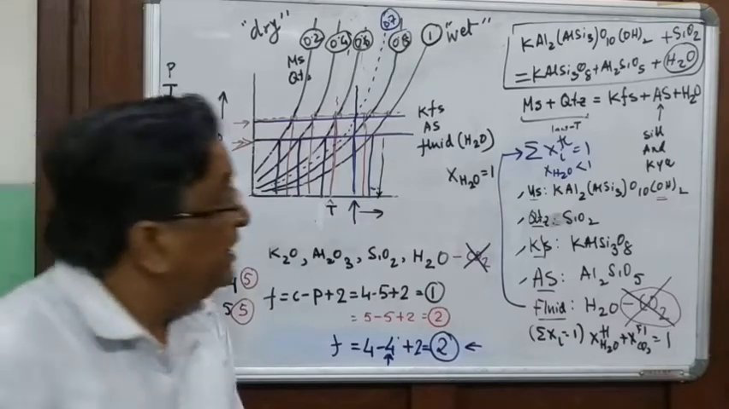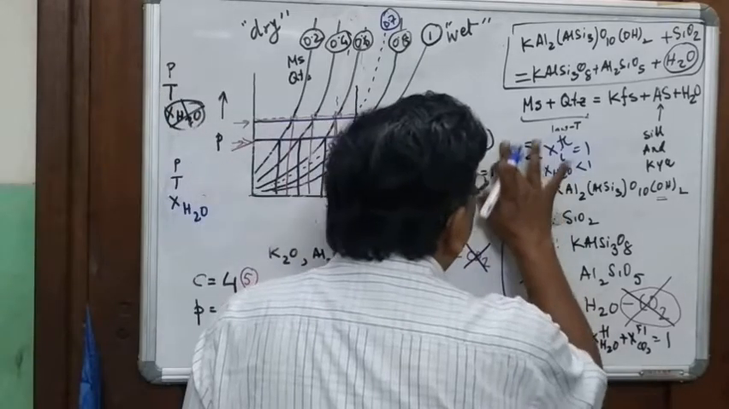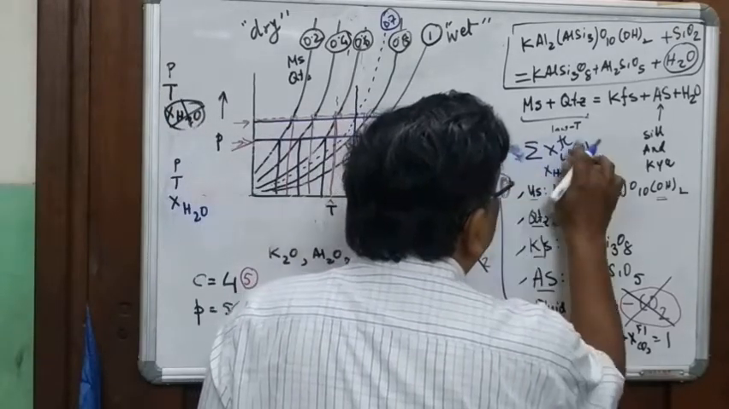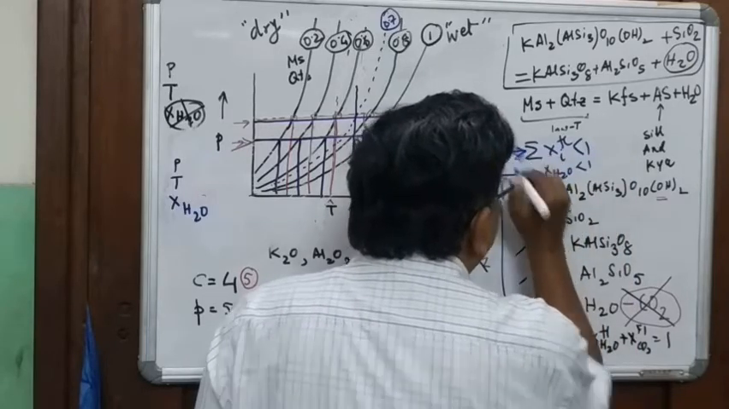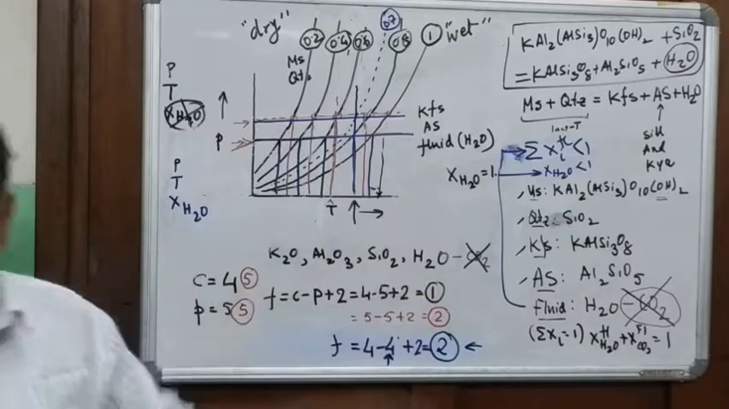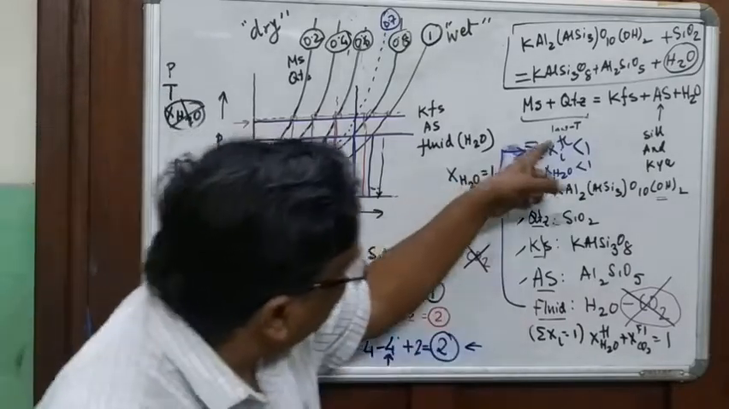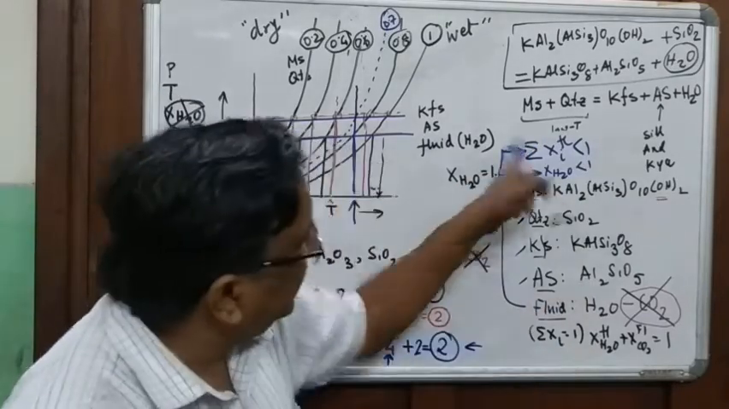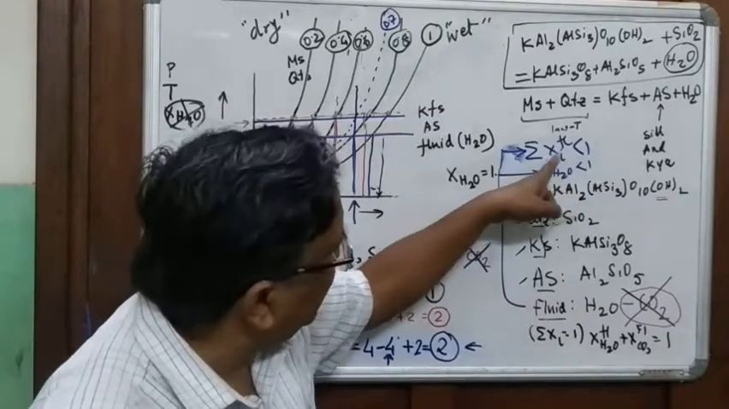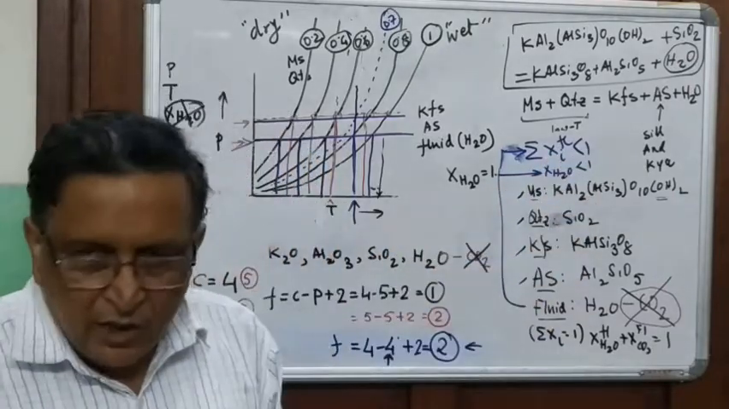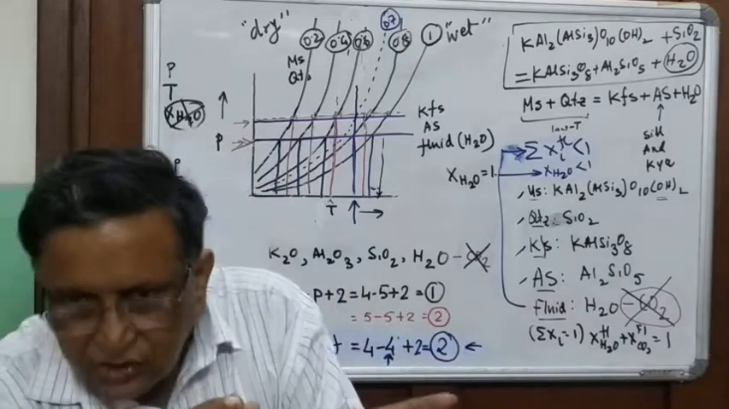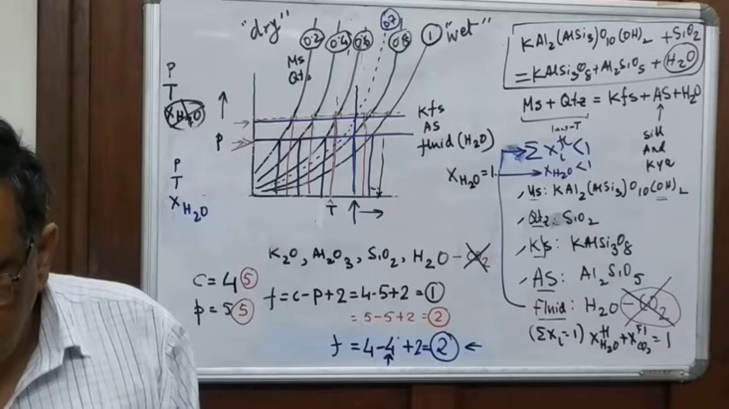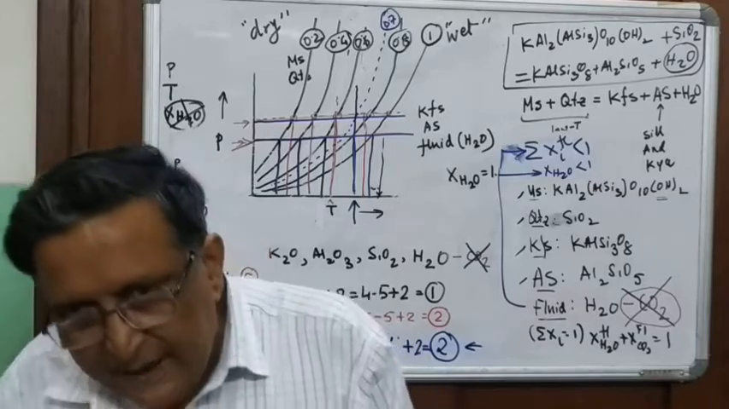Sigma xi of the fluid is not equal to 1. Sigma xi of the fluid is equal to 1. Sorry, I wrote it equal to 1. It's not. Sigma xi is less than 1. The addition of mole fractions should equal 1. If it does not, then it's a fluid-absent situation. The phase must be absent.